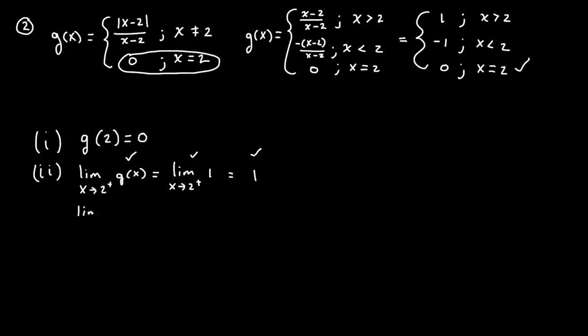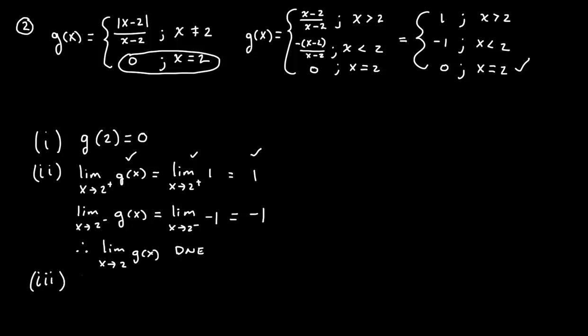Next, the limit as x approaches 2 from the left of generic g of x, that's going to equal the limit as x approaches 2 from the left. The behavior to the left is negative 1, and so the limit's negative 1. So I locally want to conclude, therefore, the limit as x approaches 2 of g of x does not exist. Step 3, the limit as x approaches 2 of g of x does not equal g at 2, and therefore g is not continuous at x equals 2.